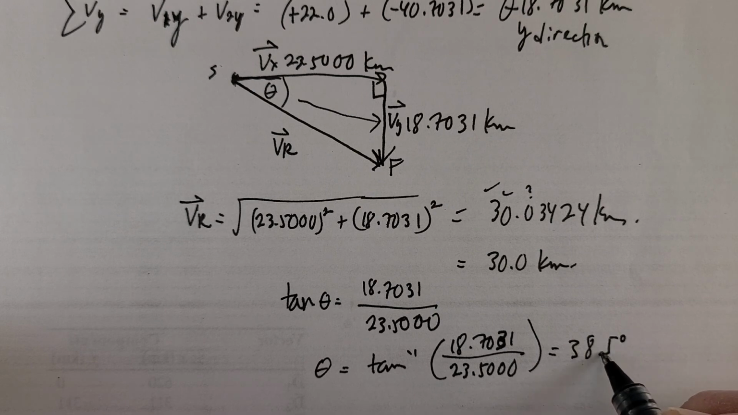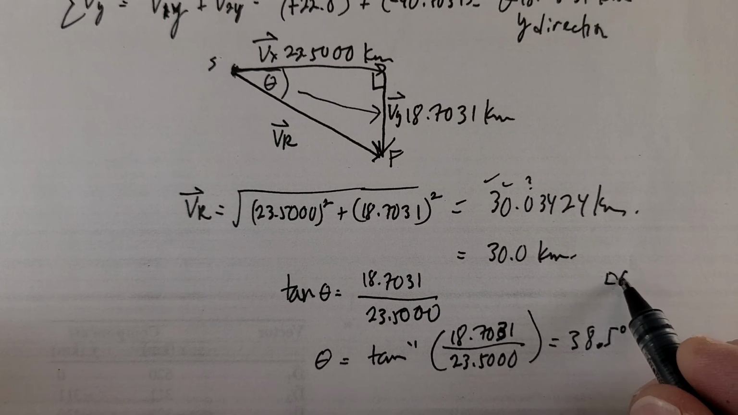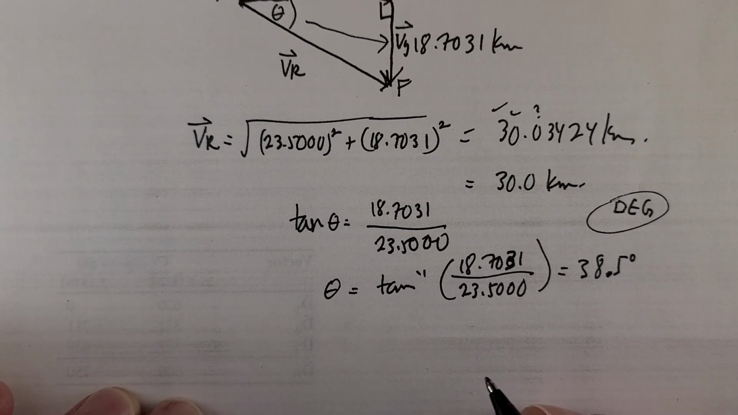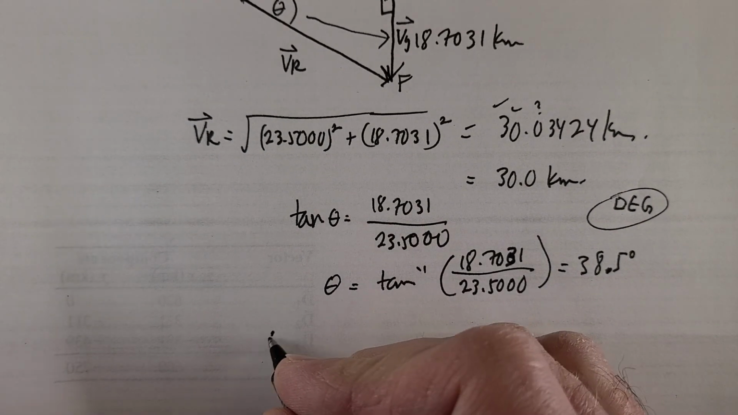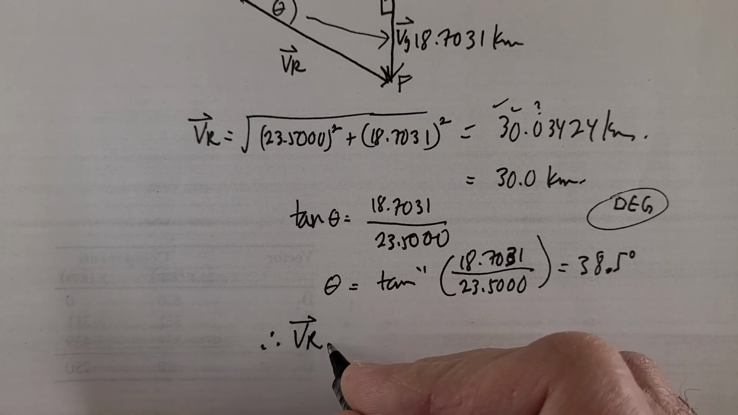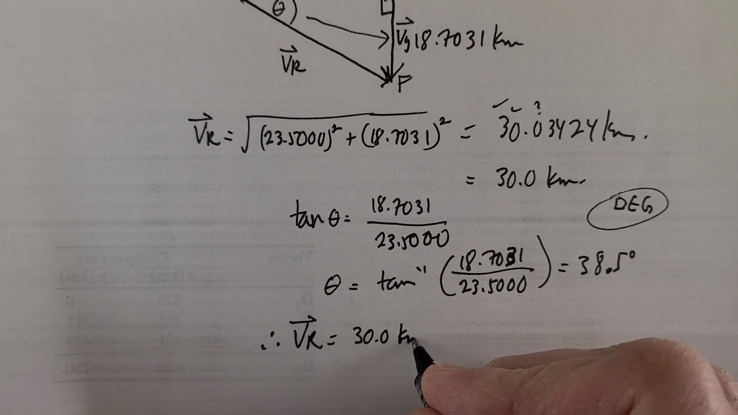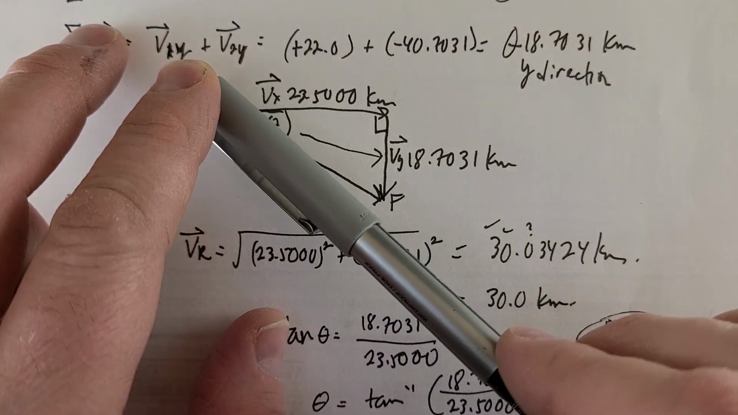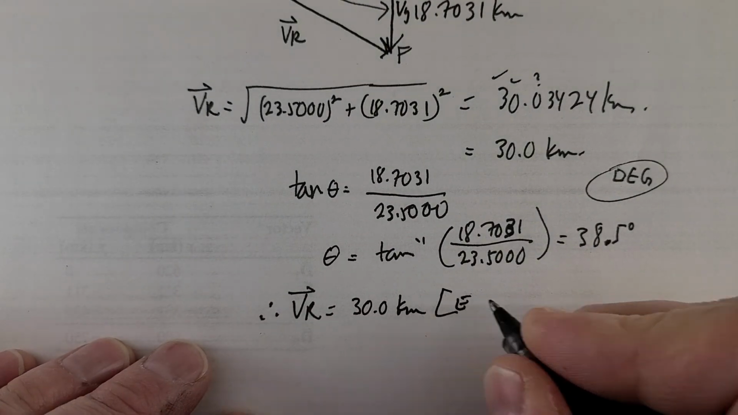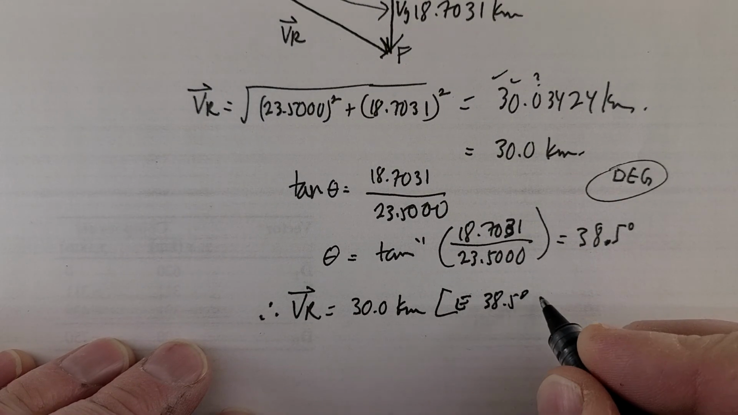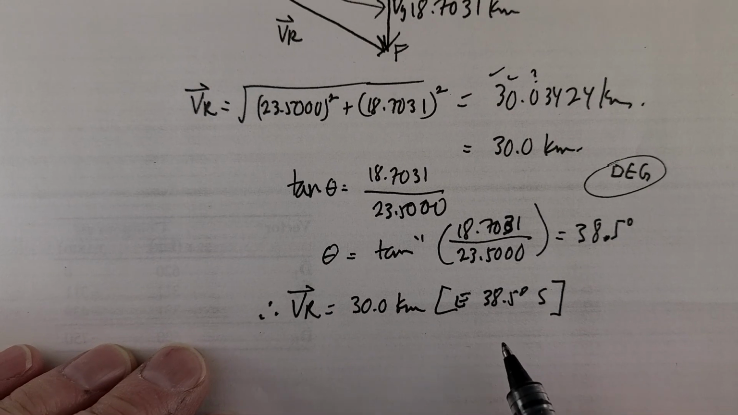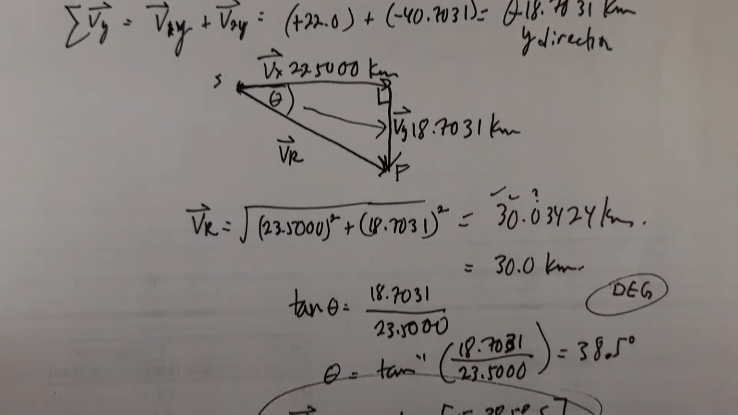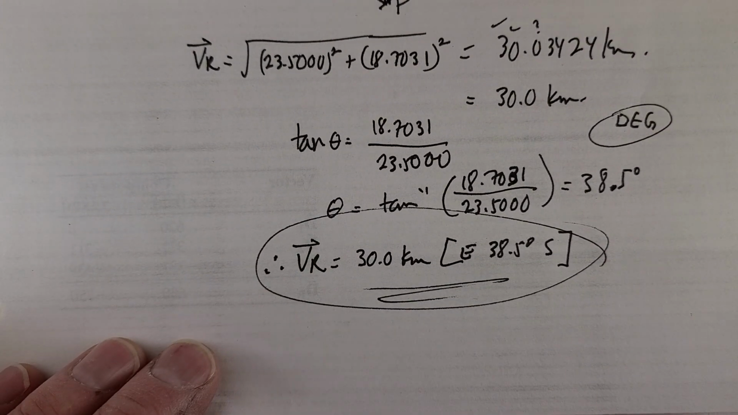And again, make sure your calculator is in degree mode, DEG or D. You'll have to figure that out, because in math class, sometimes you have it changed to radians. So therefore, VR is equal to 30.0 kilometers. And as we can see, we're going east, then moving south. So east, 38.5 degrees south. Good. And of course, if you drew it the other way, if you drew south and east, that angle would be 90 subtract that.